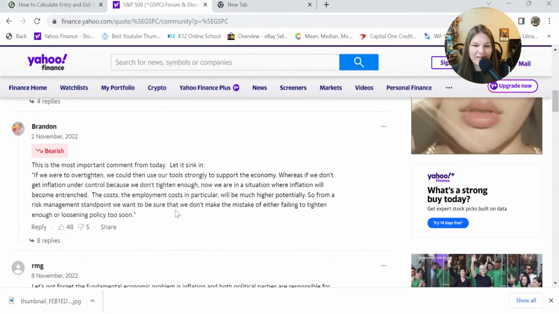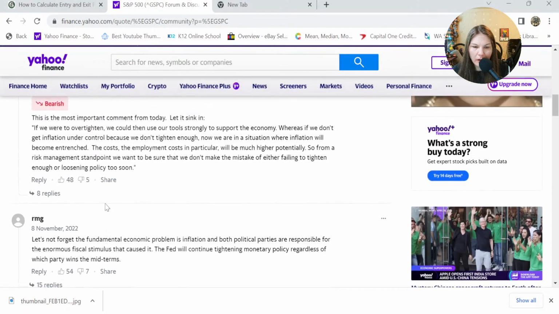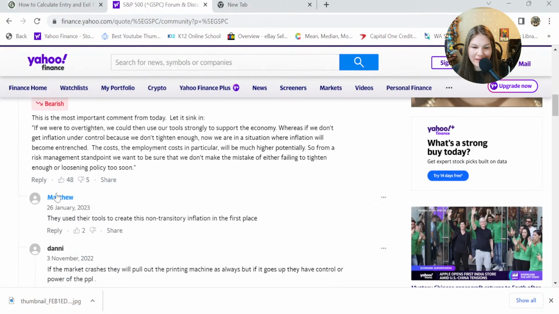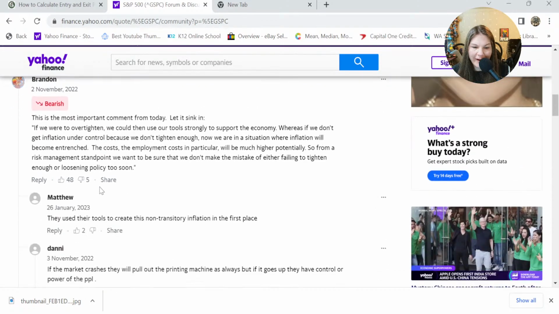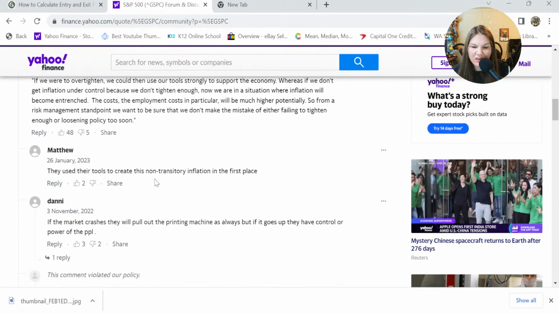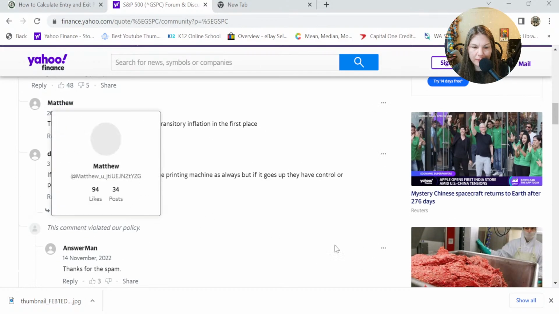Oh, he didn't say this, guys. He took this out of when the Fed raised the rates, they said that. So, who's to say they tightened enough? Or they loosened? I don't know, man. Let's see what they said back to old Brandon. They used their tools to create this non-transitory inflation in the first place. They sure did. You're right, Matthew.